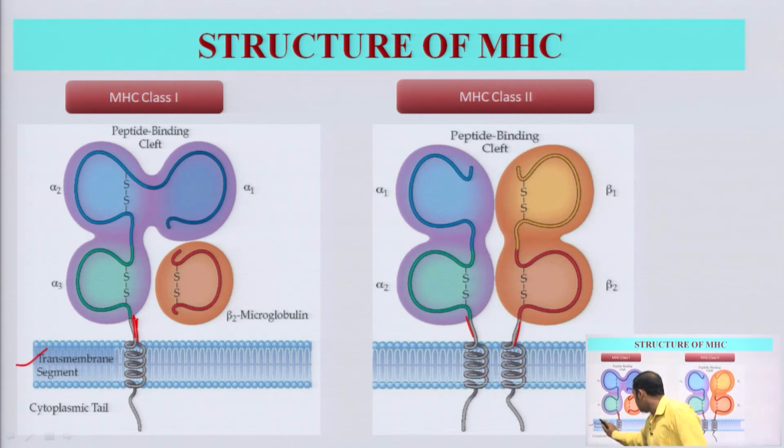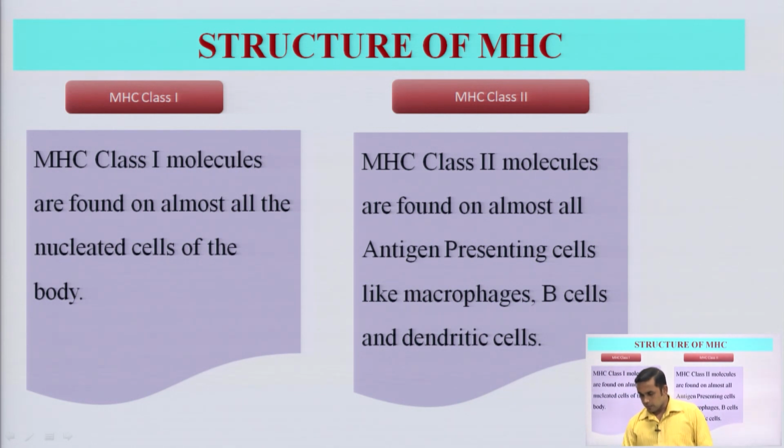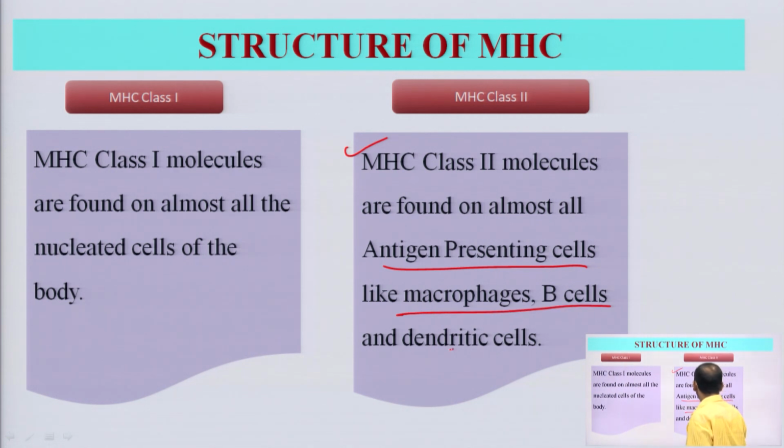If this is your transmembrane segment and this is the peptide binding cleft, you can see how they are arranged. Because of the presence of two different bonds, we call it MHC class 2. So, the differences: MHC class 1 molecules are found on almost all the nucleated cells of the body, and MHC class 2 molecules are found mostly on antigen presenting cells like macrophages and B cells. Okay, so that is the difference between these two.